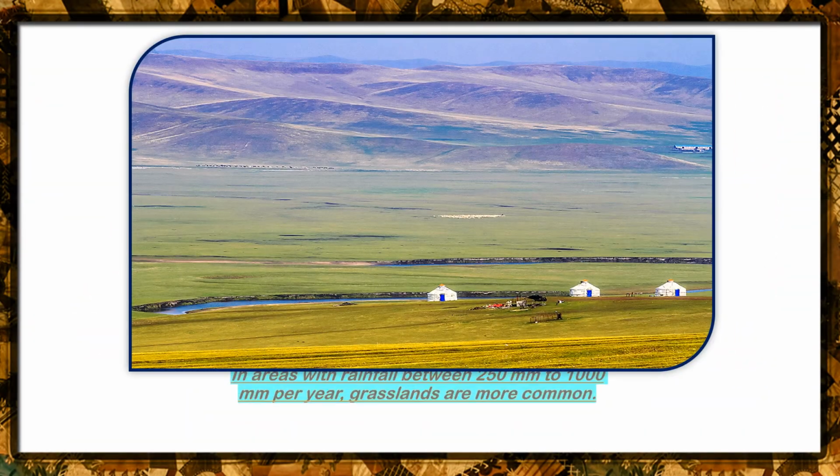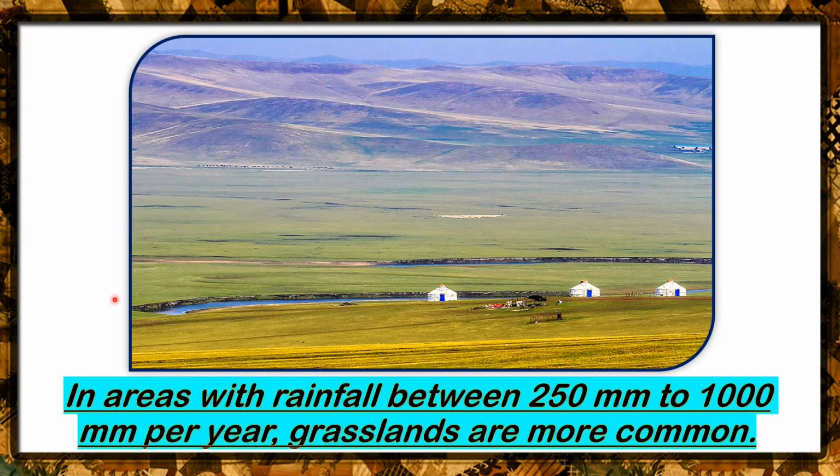Now, the next one, class, is actually grassland. In areas like this, rainfall is between 250 millimeters to 1,000 millimeters per year. And these are very common in places that are in temperate region or temperate climate.